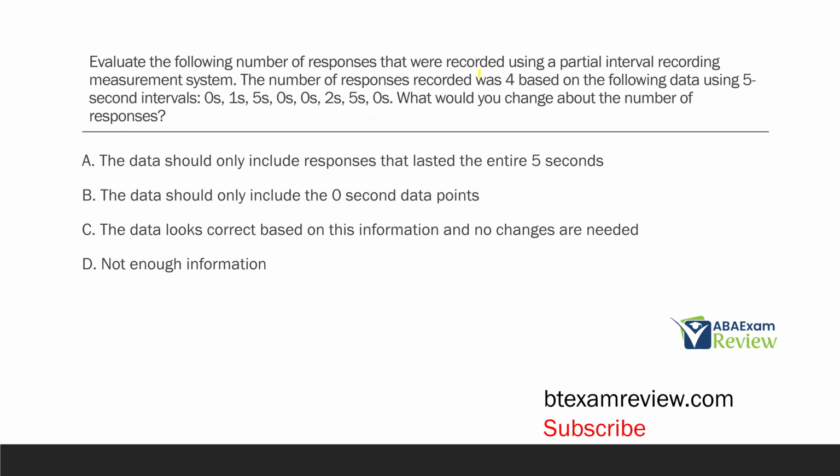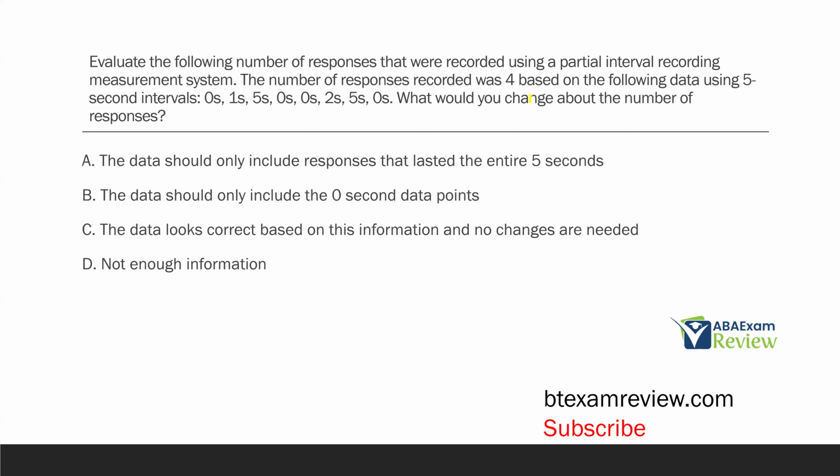Evaluate the following number of responses that were recorded using a partial interval recording measurement system. The number of responses recorded was 4 based on the following data using 5-second intervals. 0 seconds, 1 second, 5 seconds, 0 seconds, 0 seconds, 2 seconds, 5 seconds, 0 seconds. What would you change about the number of responses? We have a little data analysis question. Not too bad if we know our terminology. Fluency, again, very important. The question is asking, what would you change about the number of responses? Now, what do we know so far? We know we're using a partial interval recording measurement system.